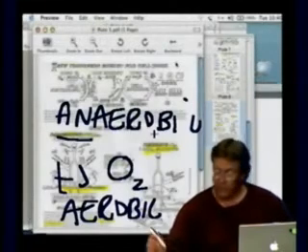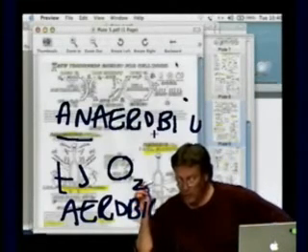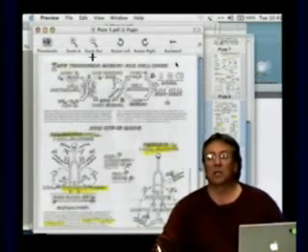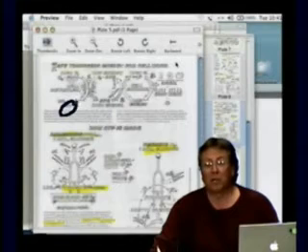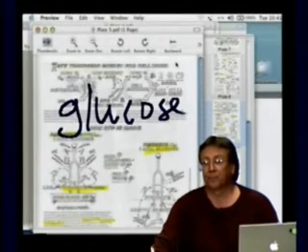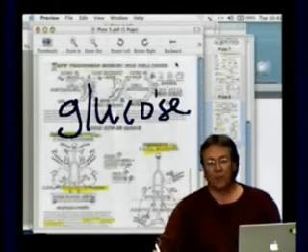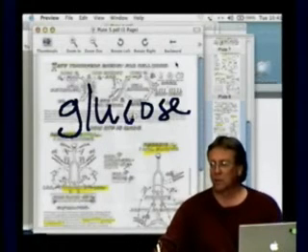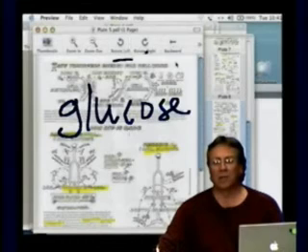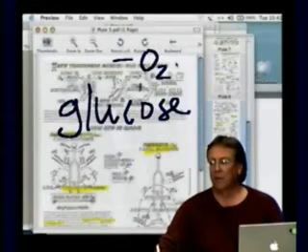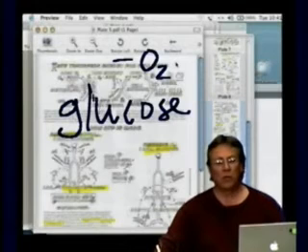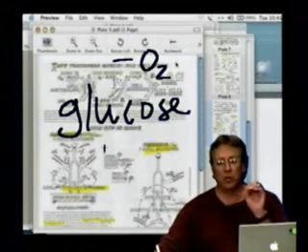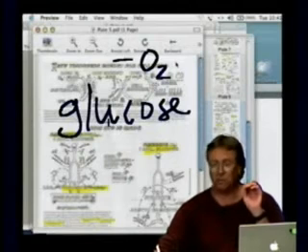So what's the trade-off? If you look on your chart, you see anaerobic, no oxygen, and the substrate that's utilized in the anaerobic metabolism is glucose, or carbohydrates. It turns out that only carbohydrates can be utilized in the absence of oxygen. The archetypal carbohydrate is glucose. When I talk about carbohydrates or sugars, glucose is usually the example that I use.